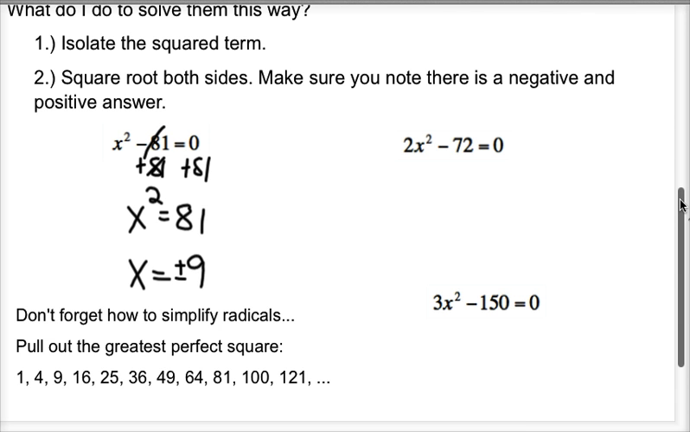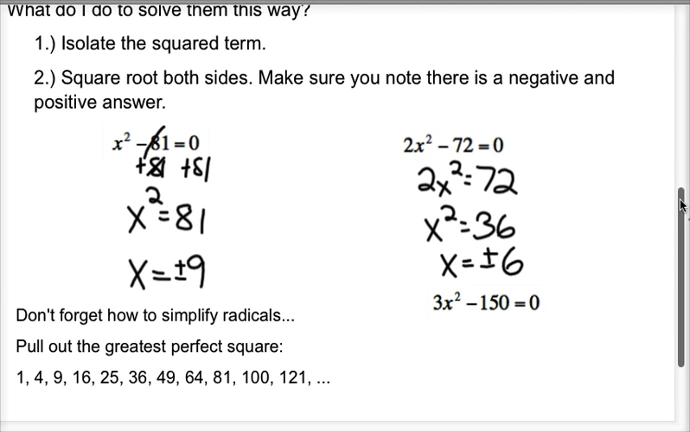So moving on to our next example, 2x squared minus 72 equals 0. Well, our goal is still the same. Our goal is to isolate that squared term. So I'm going to start by adding the 72 over to the other side. Now, this time I also have to divide by 2. So I divide both sides by 2. And now my squared term is completely by itself, so I am ready to take the square root. And again, remembering when I take the square root to solve an equation, I'm getting both a plus and a minus in my solution.